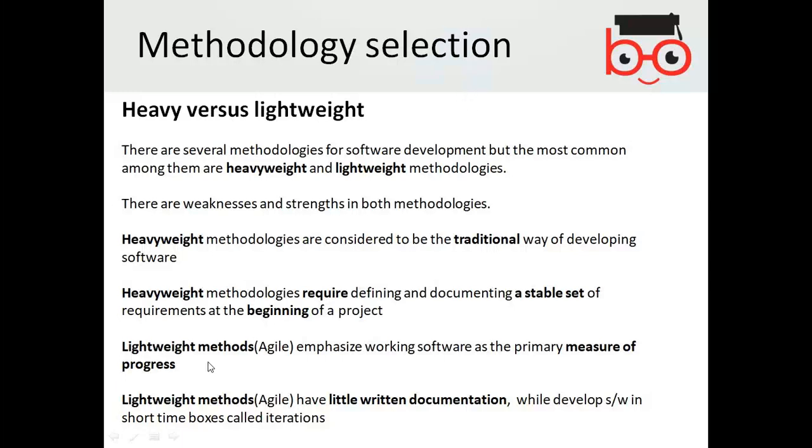Next are lightweight methods. They are the agile methods. They emphasize working software as a primary measure of progress. So as we discussed earlier, progress is what matters. Progress in the iterations. Lightweight methods have little documentation, while they develop software in short time boxes called iterations. So progress is what matters in the life cycle of the production.